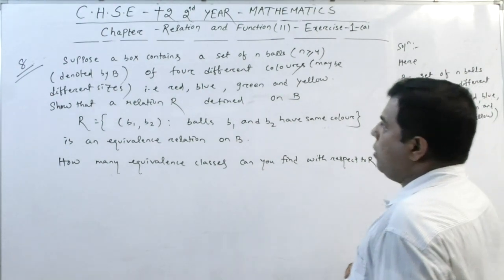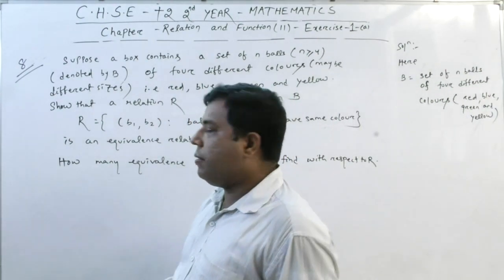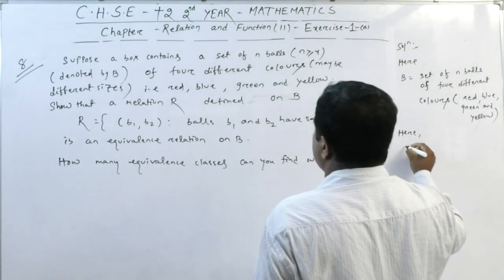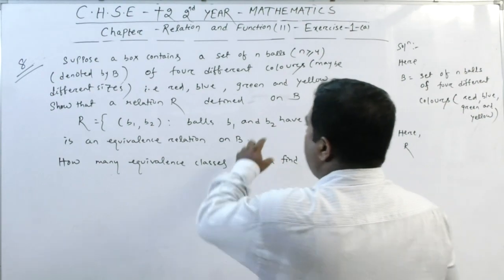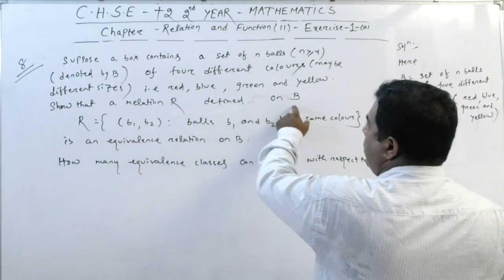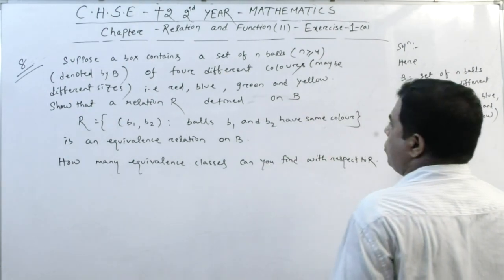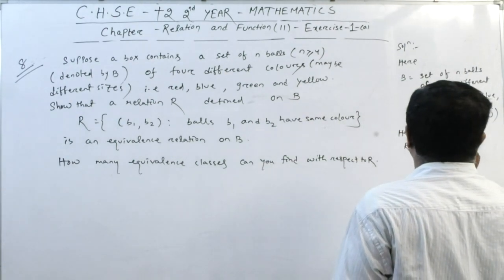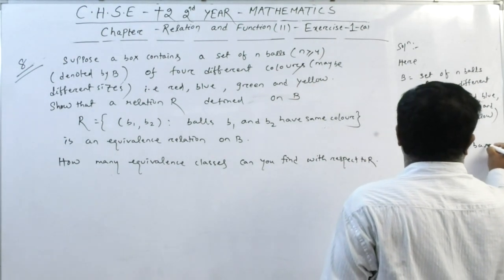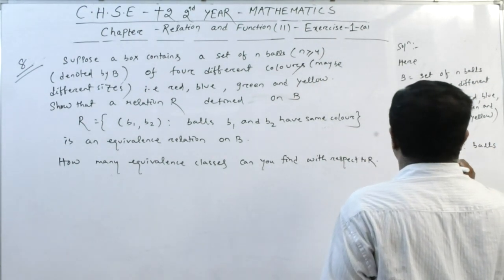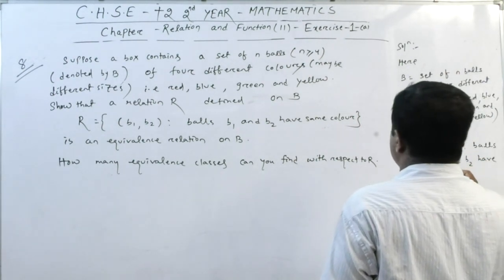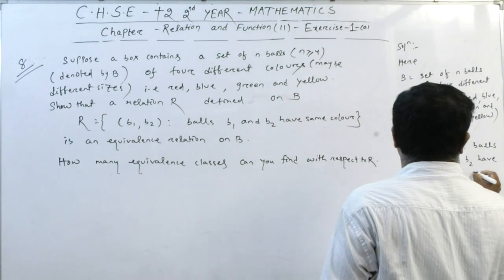Okay, now we have to take a relation R. Here R is the relation defined on B. R is the set of (B1, B2) such that balls B1 and B2 have the same color.